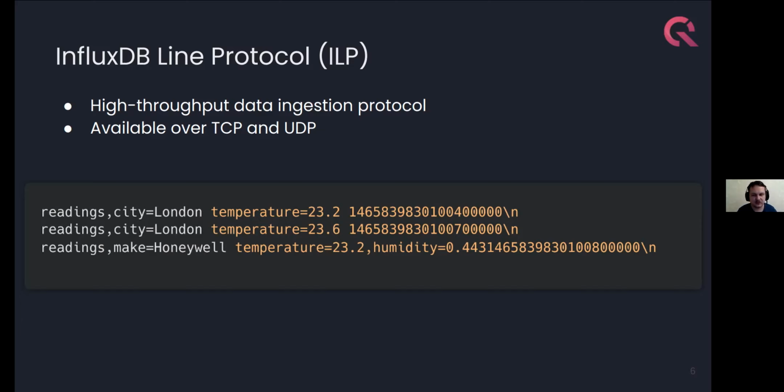As for the protocol itself, it's quite simple. It's text-based. It's somewhat similar to CSV in terms of formatting the data. It consists basically of four parts. The table name, then the symbol set, all of your symbol columns, then the column set, all of the remaining columns along with their values, so key value pairs. And the fourth part is optional. That's the timestamp.